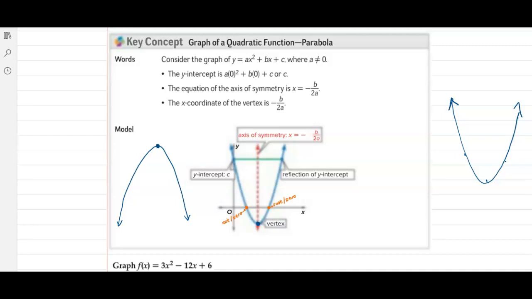All parabolas are going to be symmetric. There's an invisible line that you can draw right down the middle of that parabola, and the points are the same distance away on either side of that line. The equation for the axis of symmetry is going to simply be the coefficient of the linear term, b, over twice the coefficient of the quadratic term, a, and we're going to take the opposite of it. That's going to give us our axis of symmetry.